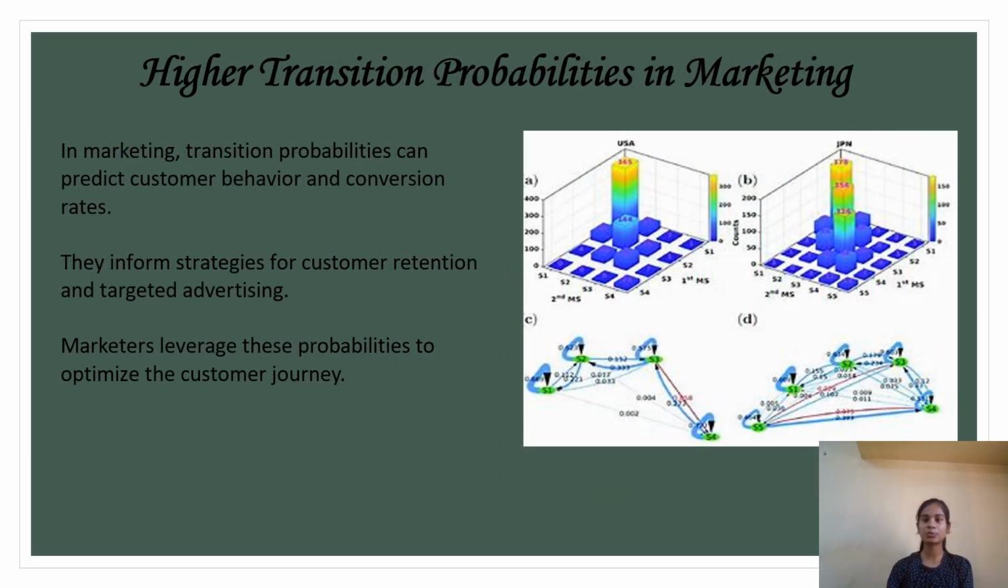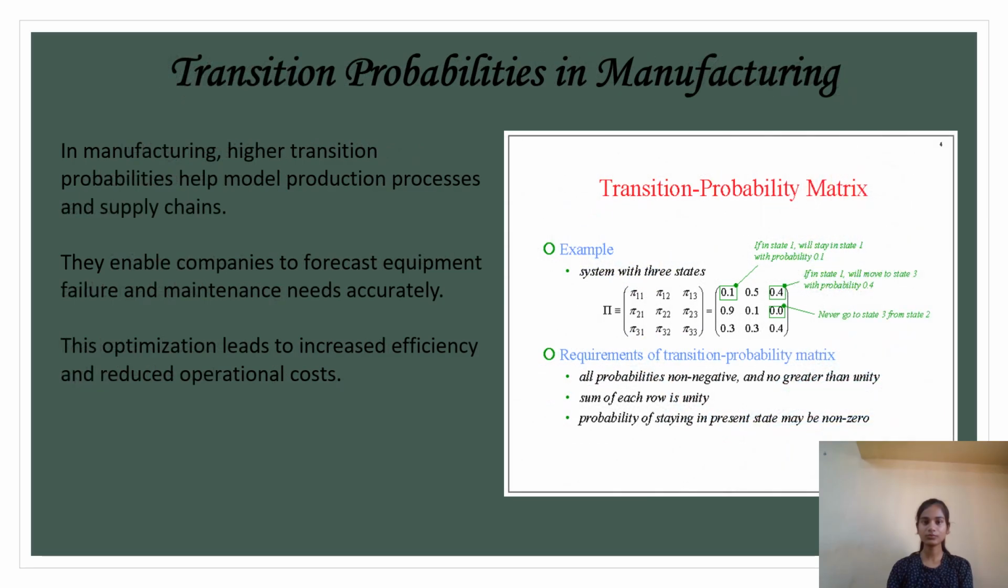Higher transition probabilities in marketing. In marketing, transition probabilities can predict customer behavior and conversion rate. They inform strategies for customer retention and targeted advertising. Marketers leverage the probabilities to optimize the customer journey.